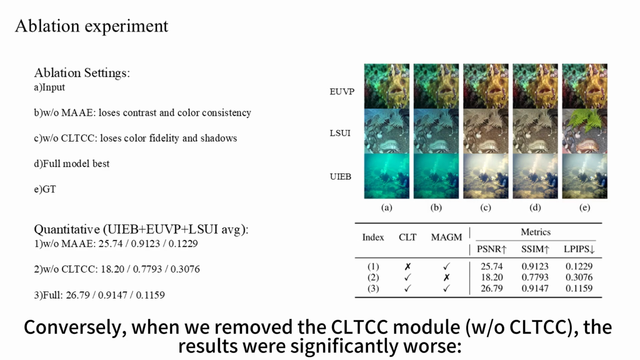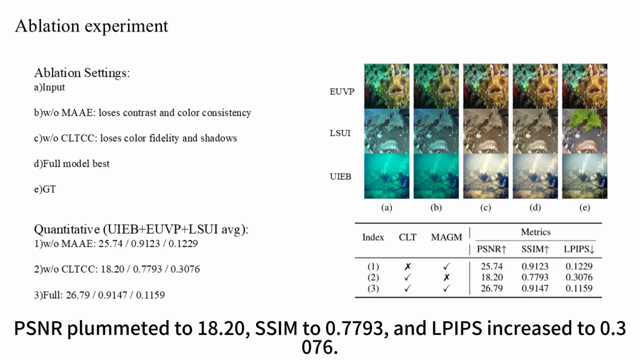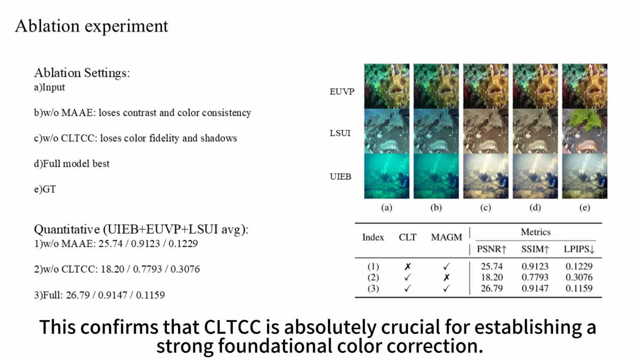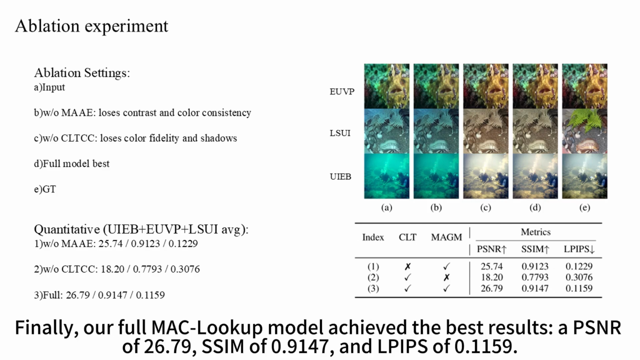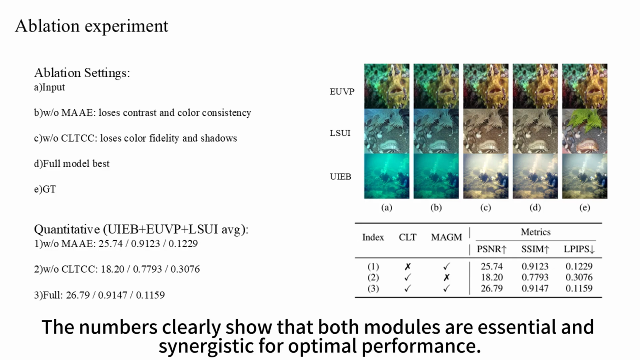contrast. Conversely, when we removed the CLTCC module, the results were significantly worse: PSNR plummeted to 18.20, SSIM to 0.7793, and LPIPS increased to 0.3076. This confirms that CLTCC is absolutely crucial for establishing a strong foundational color correction. Finally, our full MAC-Lookup model achieved the best results, a PSNR of 26.79, SSIM of 0.9147, and LPIPS of 0.1159. The numbers clearly show that both modules are essential and synergistic for optimal performance.